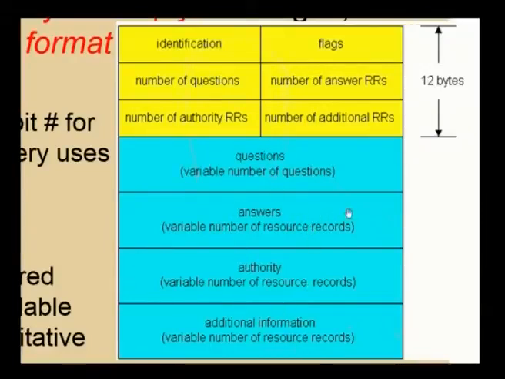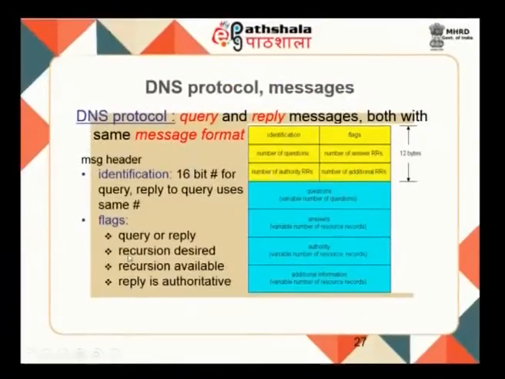So, if you are sending out a query, if it is a query message, then you will have identification, flags, all these fields, the number of questions will be there, and the question field will be filled up, but the answers and authority information will not be there. But if it is an answer type of record, you will find that all this information will be there in the message that is being sent.